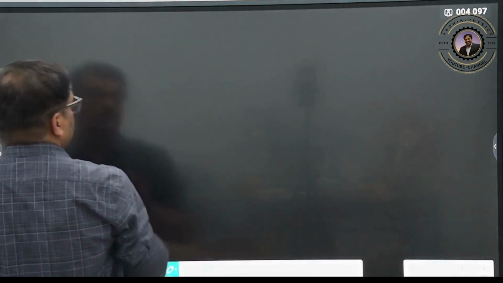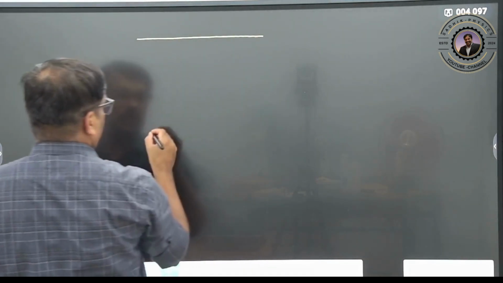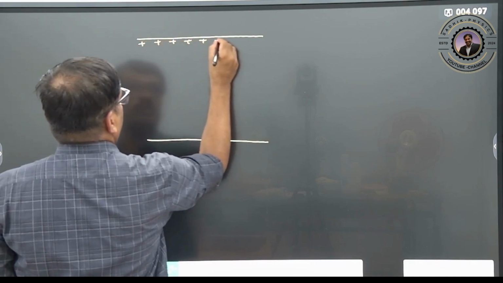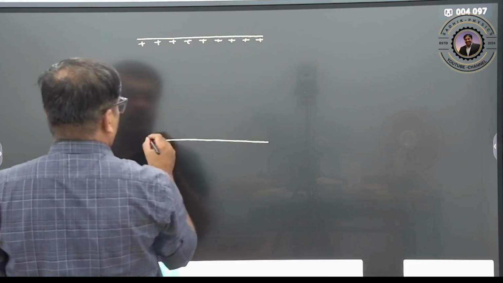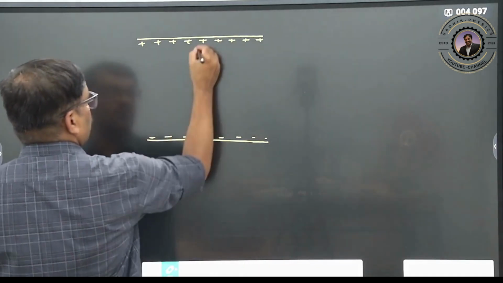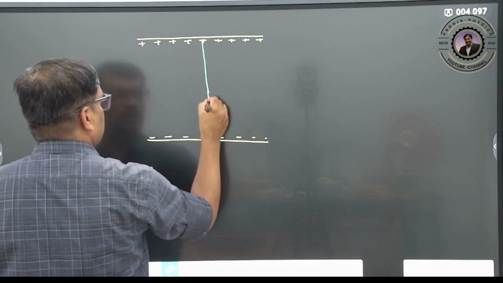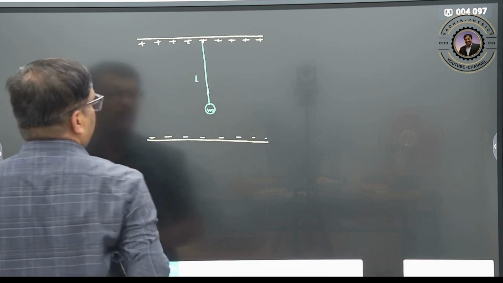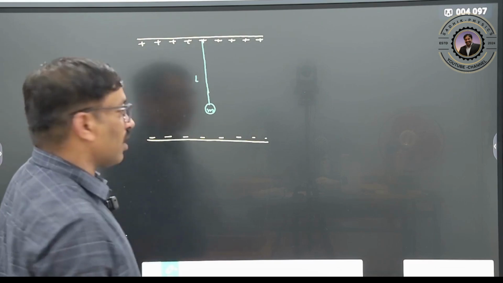Suppose here there is some electric field, and therefore the charged plates are there. Now this is a positively charged plate, and therefore here it is a negatively charged plate. In between these, these types of questions are mostly asked. So in this one, there is a bob of mass m and length l. So, what about the time period?